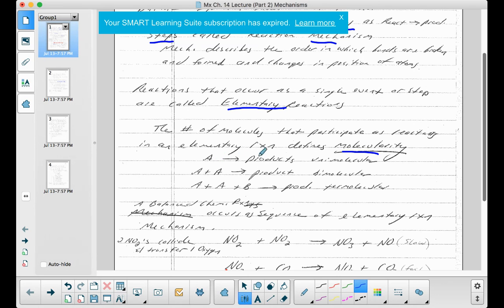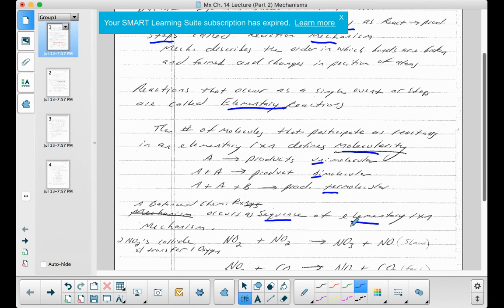So as A goes to products, if that's an elementary reaction, we call it unimolecular. If there are two reactants that go to products, we call it a bimolecular. So we have uni, we have bi. And then if there are three reactants that go to products, we call it a termolecular reaction. So a balanced chemical reaction occurs in a sequence of elementary reactions.